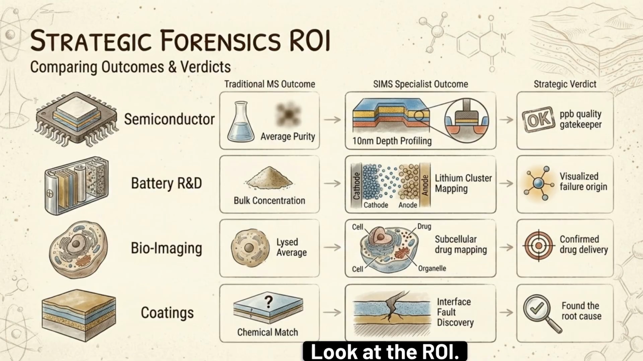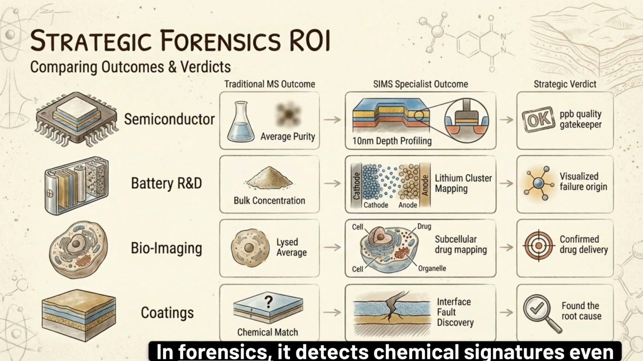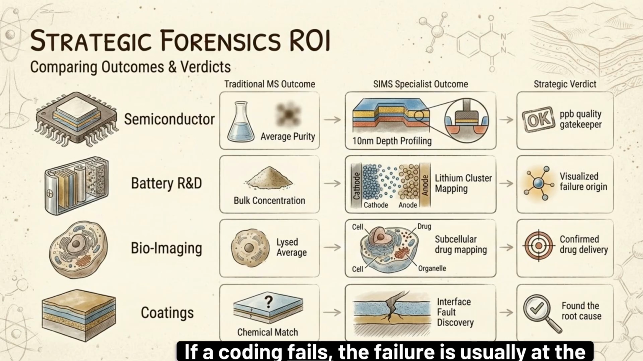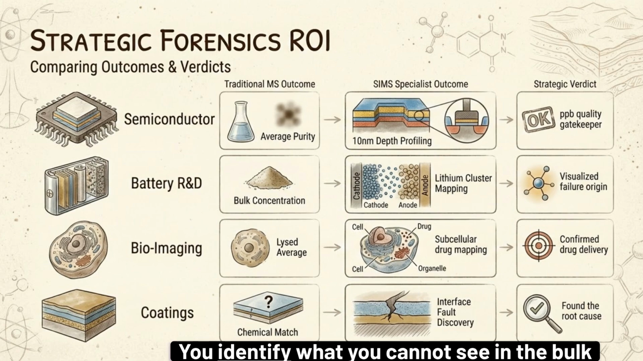Look at the ROI. SIMS is the gatekeeper for semiconductor quality, measuring parts per billion impurities in thin films. In forensics, it detects chemical signatures even if the oil is gone. If a coating fails, the failure is usually at the interface, the zone SIMS was born to see. You identify what you cannot see in the bulk average.